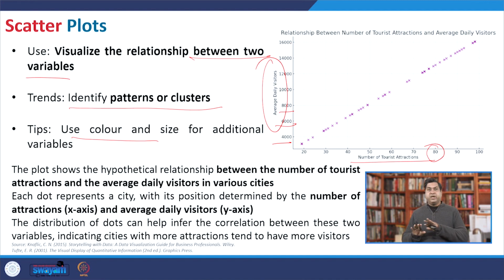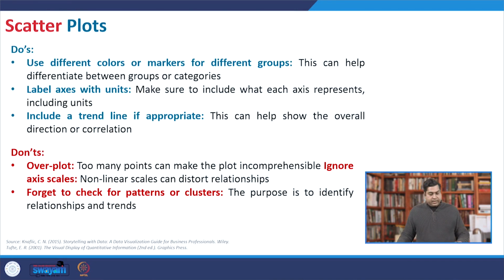Again, this may not be a true case, some places maybe all those attraction points are nearby, somewhere it is dispersed, but to establish any such sort of relationship, you can use this scatter plot. The scatter plot uses different colors and markers for different groups. If you have multiple scatter plots over there, label the axis with the units, very important what unit you are using, and include a trend line if possible.